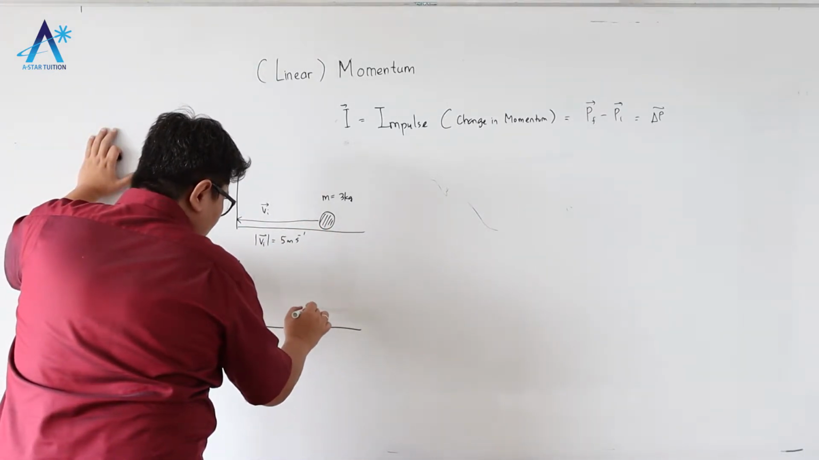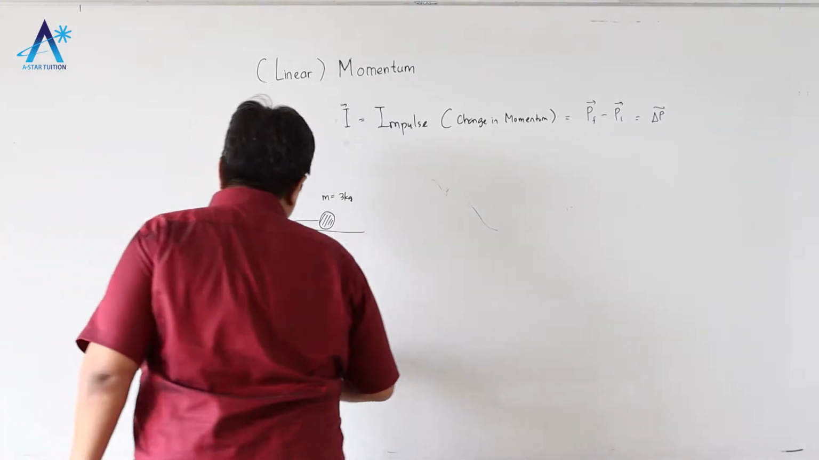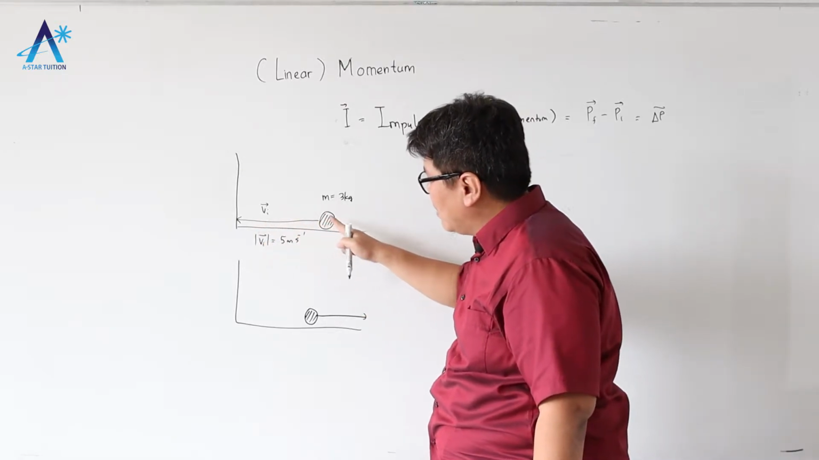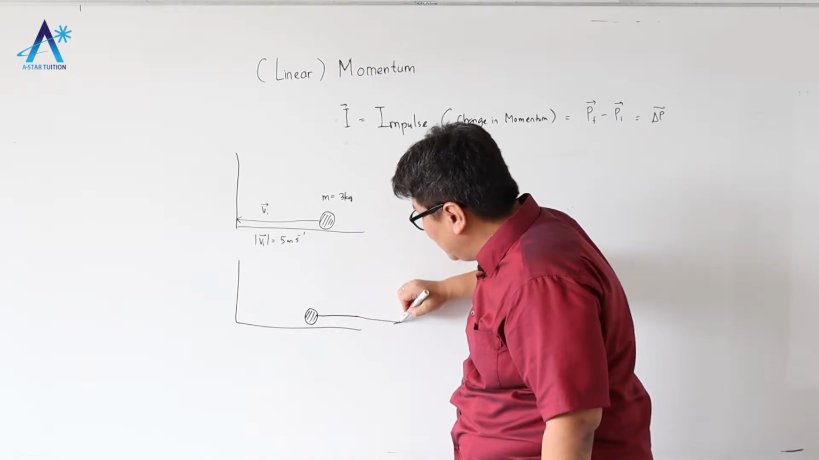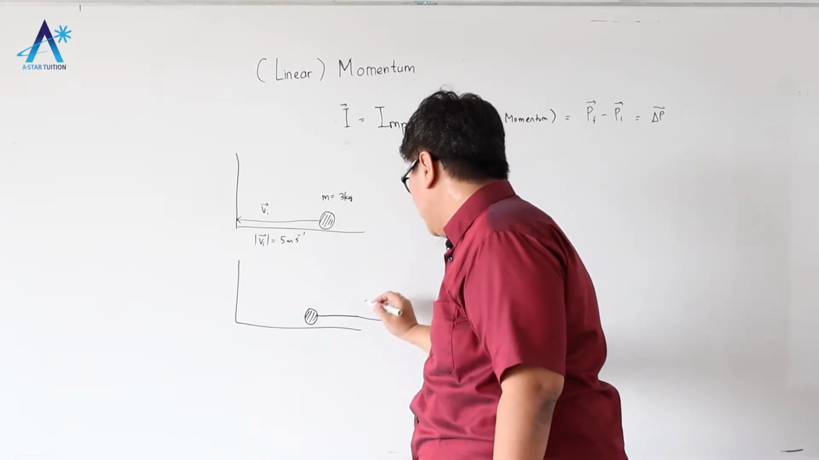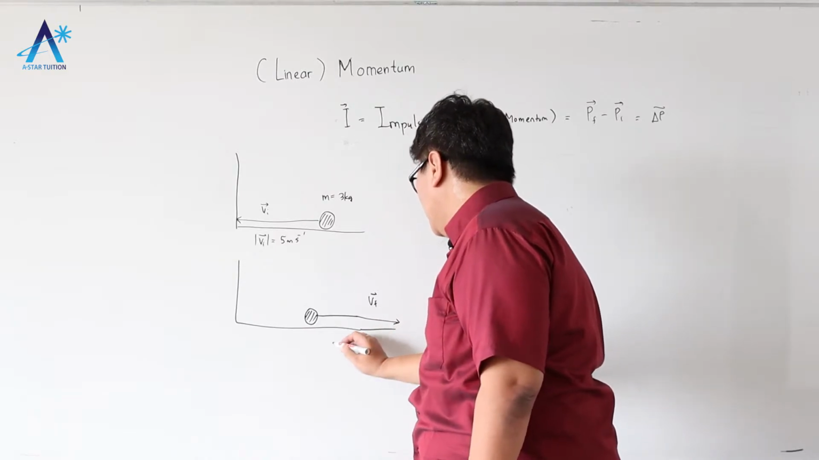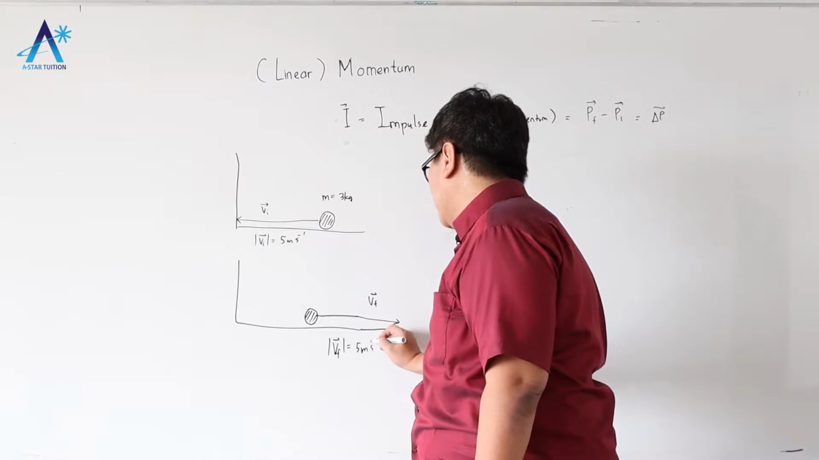Now when it rebounds, the velocity is different from before, because you can see that it's going to the left initially, but now it's going to the right. But then the speed, or the magnitude of the velocity, remains the same, which is equal to 5 meters per second.